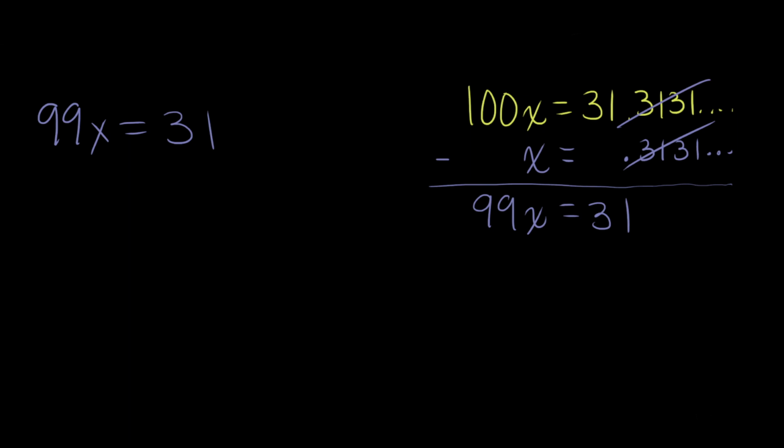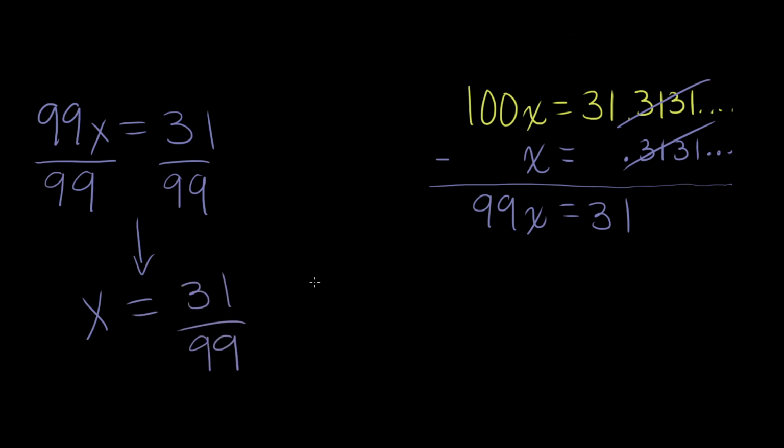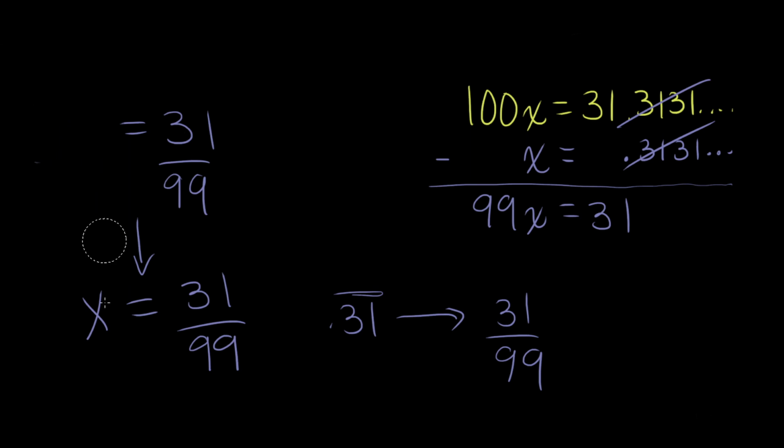Now we just divide by 99, which gives us an answer of x is equal to 31/99. This cannot be reduced any further. So what is 0.31 repeating as a fraction? Well, it is 31/99. Let's do another one.